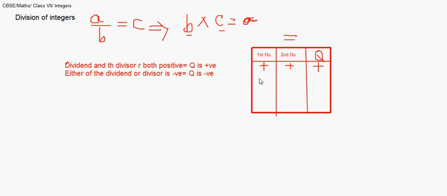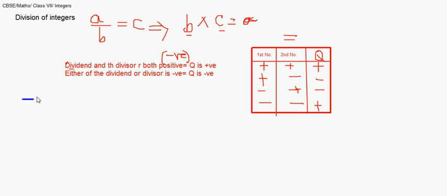If the first number is positive and the second number is negative, the quotient will be negative. The other way around, if the first is negative and the second is positive, your quotient is also negative. If you have both negatives, then your answer will be a plus. That means if the divisor and the dividend are either both positive or both negative, the quotient will be positive. Let's see a few examples.